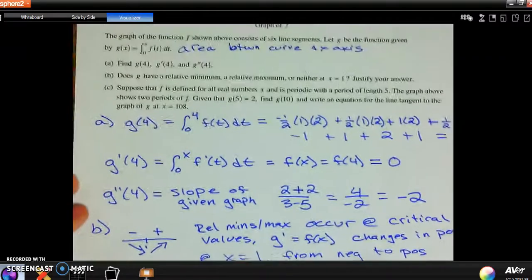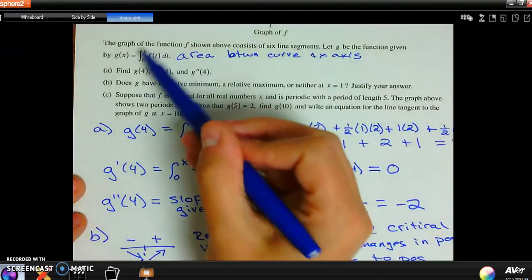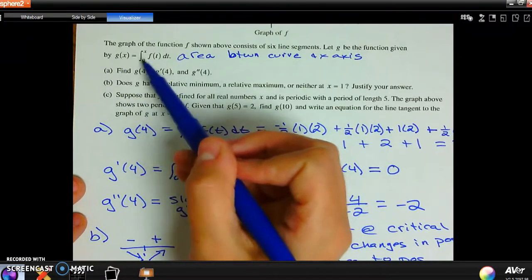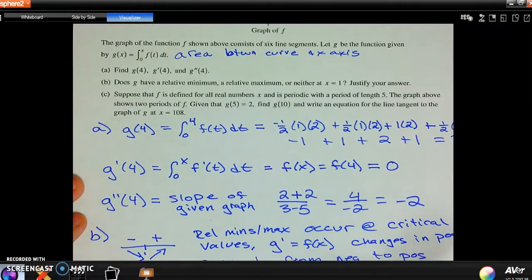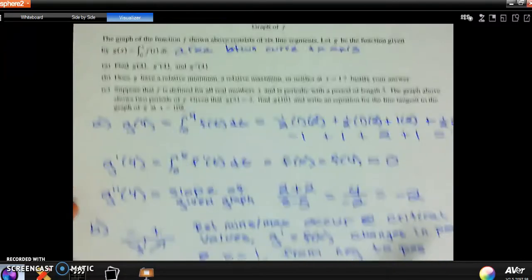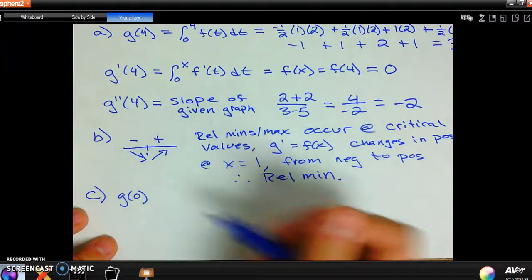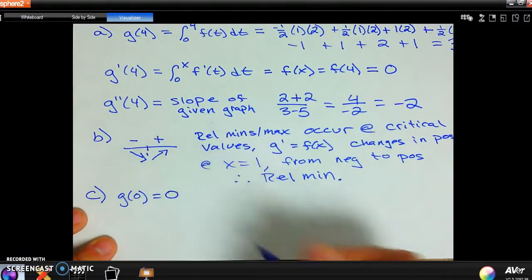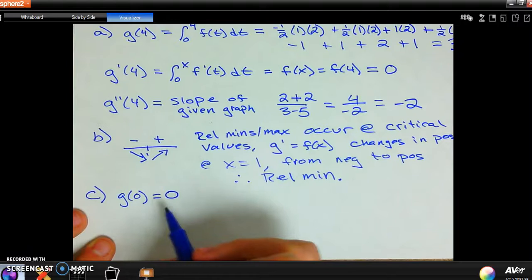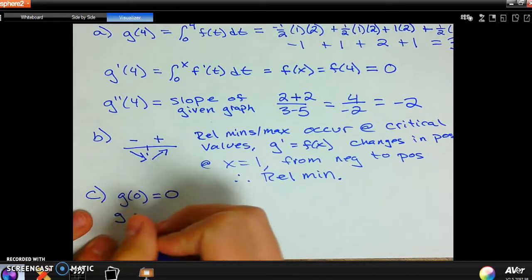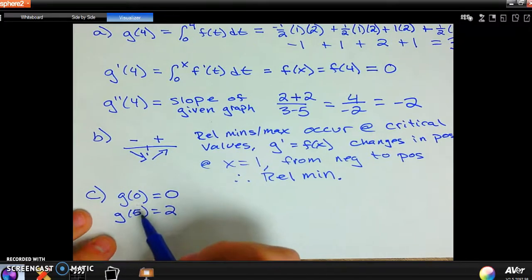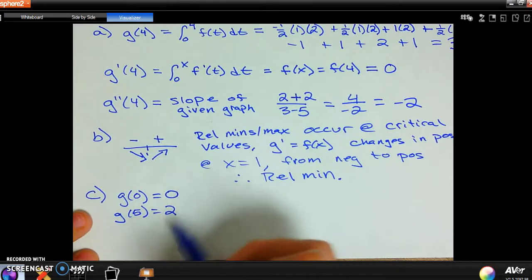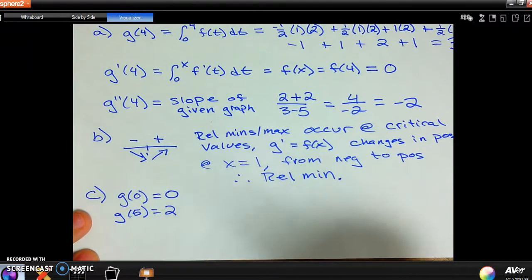So g of 0, think back to up here. If you plugged a 0 in there, it'd be the integral from 0 to 0. Well, 0 to 0, that's applying one of those integral properties: the area under no space is 0. So now I've got that g of 0 equals 0. What is that actually telling me? If you combine that with the fact that g of 5 equals 2, this tells me that for every 5 units of x that I move, I gain 2 units.